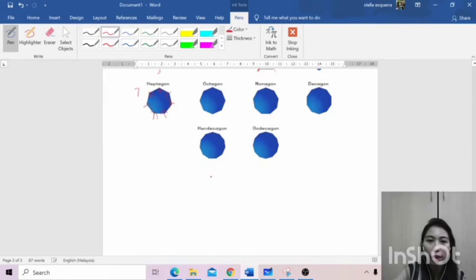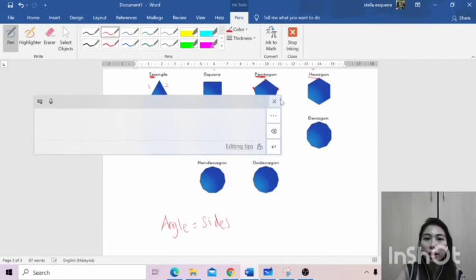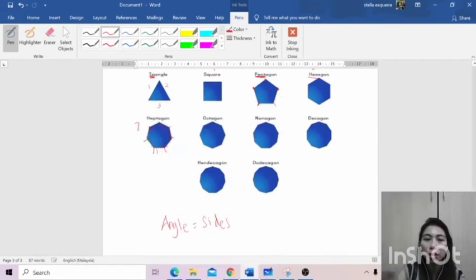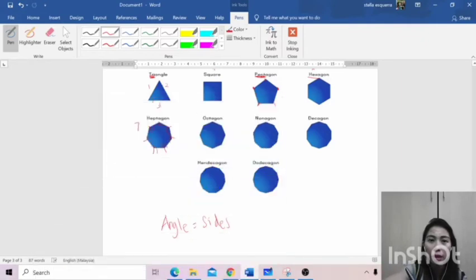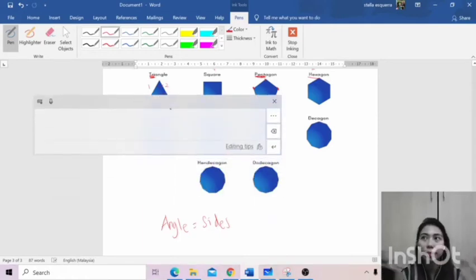Shall I write it here? The number of angles is also the same as the number of sides. So if it's a 3-sided triangle, it also has 3 angles. 3 sides, also 3 angles. That's a triangle. Angle means how big it is from one line to another line.